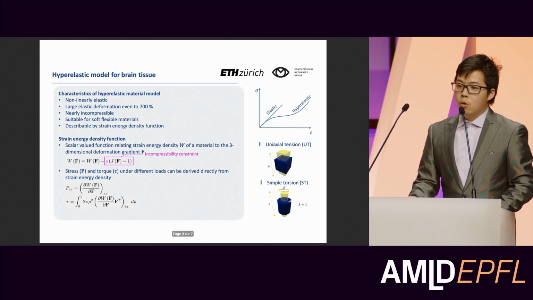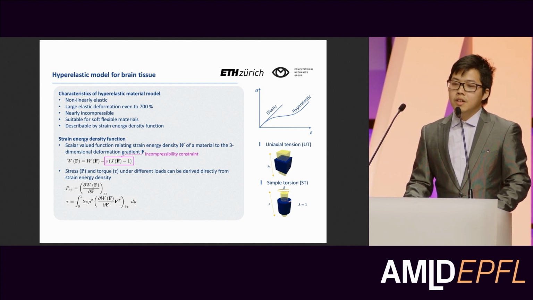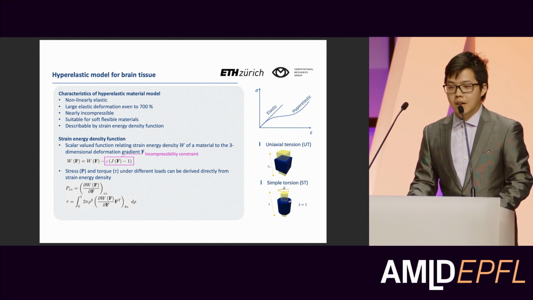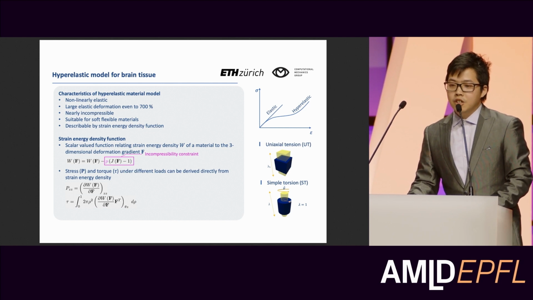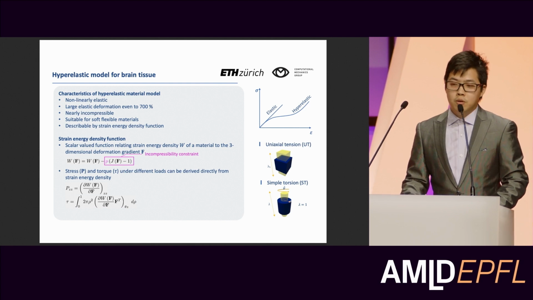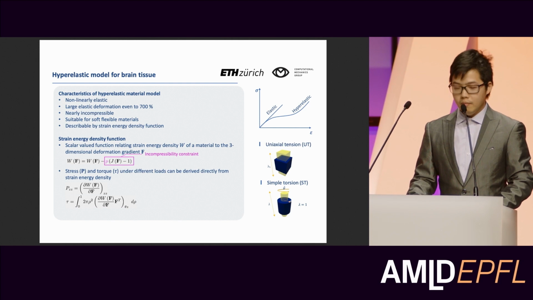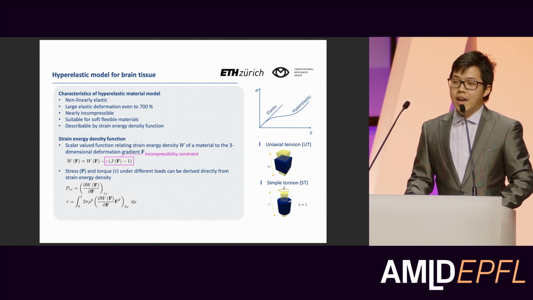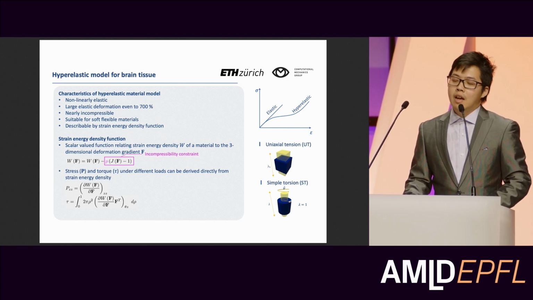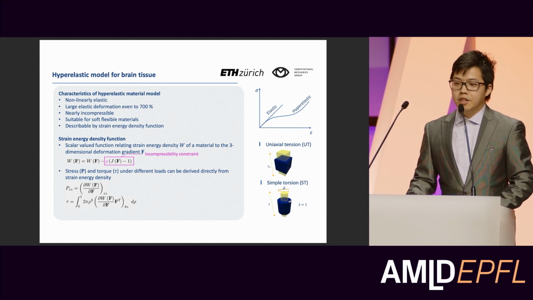So now let's first talk about what a hyperelastic material model is. Unlike a linear model, the nonlinear strain-stress relationship of a hyperelastic material model is very complicated. However, it also has advantages: it is valid under large elastic deformation, even up to 700%. We can also impose an incompressibility constraint on this model. And as long as the strain energy density function is available, we can calculate other physical quantities like the stress and the torque.